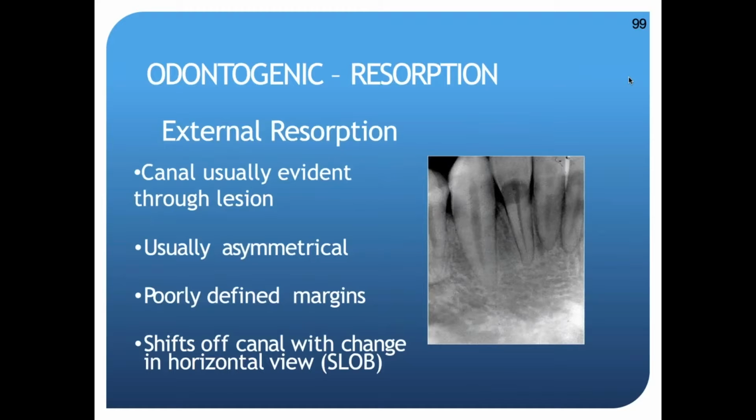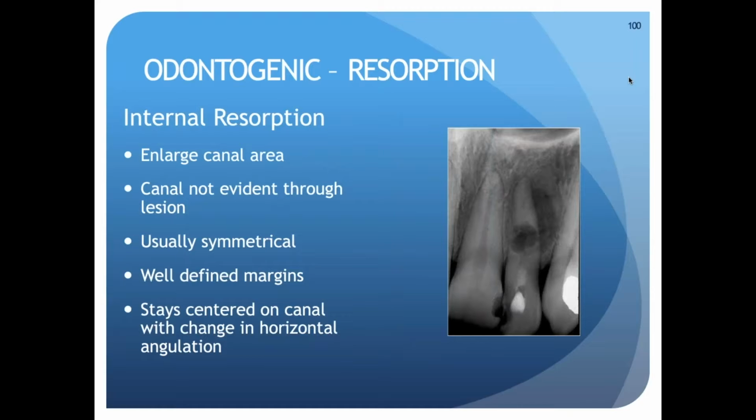So a little bit about resorption. Comes in a couple different flavors here. So first we have our external resorption. So your canal, you're usually going to be able to see that through the lesion, and it's usually going to be kind of asymmetric with very poorly defined margins. And it's going to shift off the canal. So when we do our shift shot, it's not going to stay centered on the canal. It's going to move mesial distal or inferior or superior.